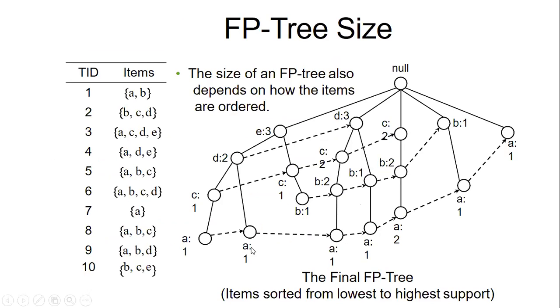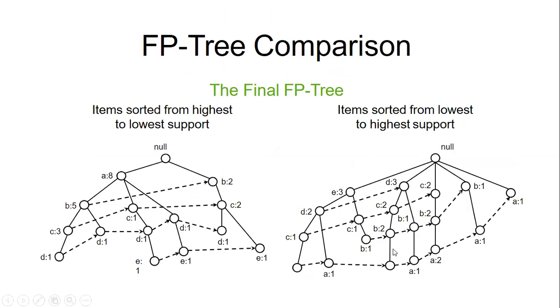So if you see here, there are many nodes with counts like 8 and 7, and A with 7 times. So the size of the FP tree also depends on how the items are ordered, whether in decreasing order or increasing order. This is the final FP tree sorted from lowest to highest support. So this is the comparison. This slide is clear for you, I think.